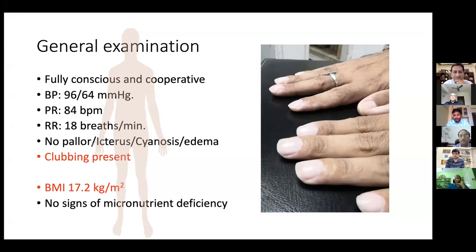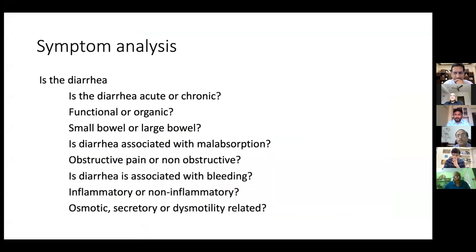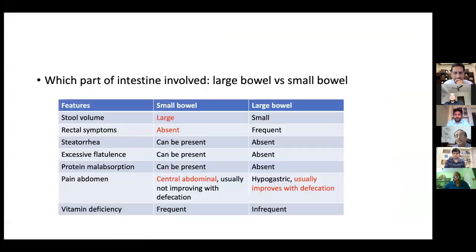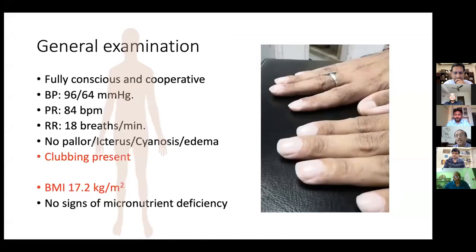Okay, sir. Okay, let's go further now. How do you knit up the history and the physical findings? There is one prominent physical finding, clubbing. So, which is this chronic diarrhea where clubbing is a significant finding? We have a clue now. IPSID can have prominent clubbing. However, a certain degree of clubbing has been described in other forms of malabsorption as well.